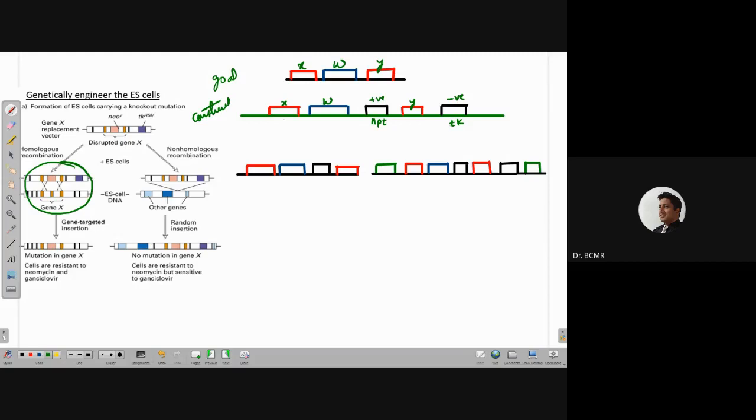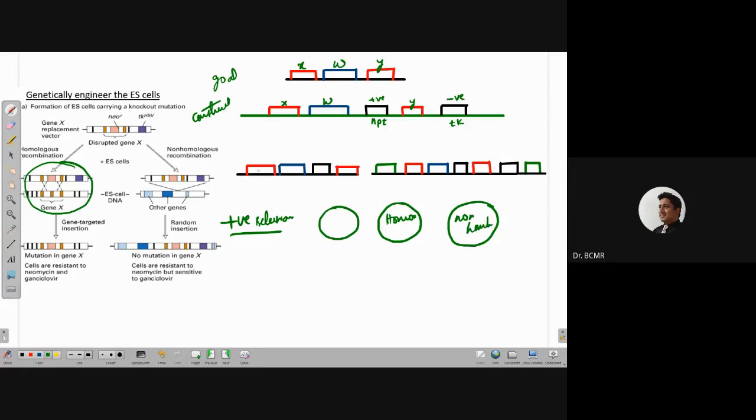So there will be three possibilities. Some cells will not get any. So we will then grow these under positive selection, right? Here I will put positive selection. So there will be three possibilities: cells that did not get anything, cells that got the construct through homologous recombination, and cells that got it through non-homologous recombination.